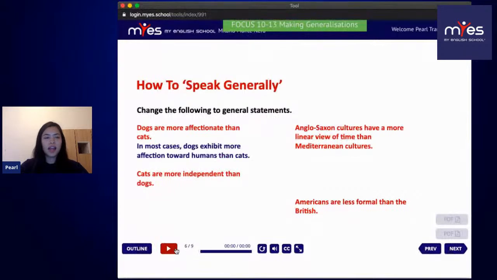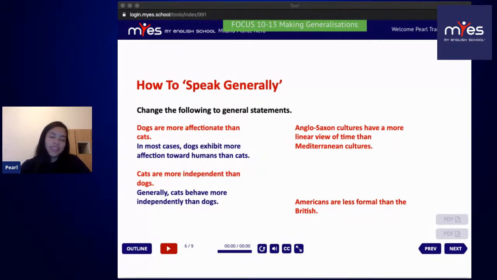Wonderful. They said in most cases, dogs exhibit more affection towards humans than cats, but what you said, Clara, is absolutely correct too. This is just another, more elegant way to say it. Okay, the second one, they said generally cats behave more independently than dogs. Same thing that you said, Valeria. On the whole, cats are more independent than dogs. Yes, that is true. Cats are generally, I think, meaner than dogs. Cats are mean. I like cats, but I prefer dogs.